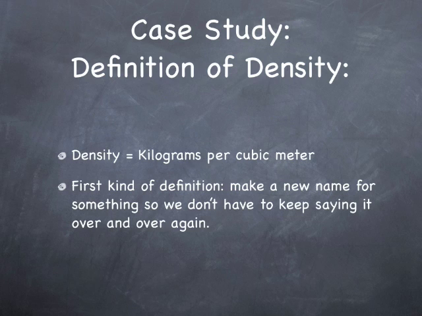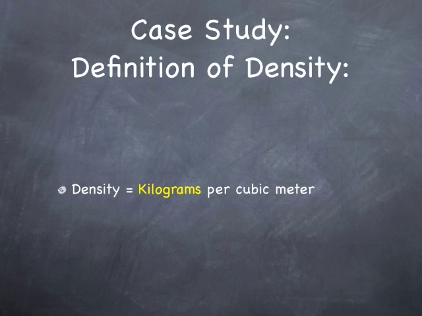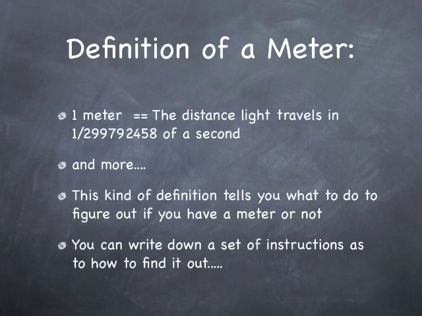But those of you who have 2-year-olds know what's going to happen next, right? Oh, okay, if density is kilograms per cubic meter, well, what the heck are these kilogram things, and what the heck is this meter thing? So let's unwind this definition and see how these are defined. The definition of a meter gives us our second kind of definition. One meter is defined as the distance light travels in some unbelievably short fraction of a second.